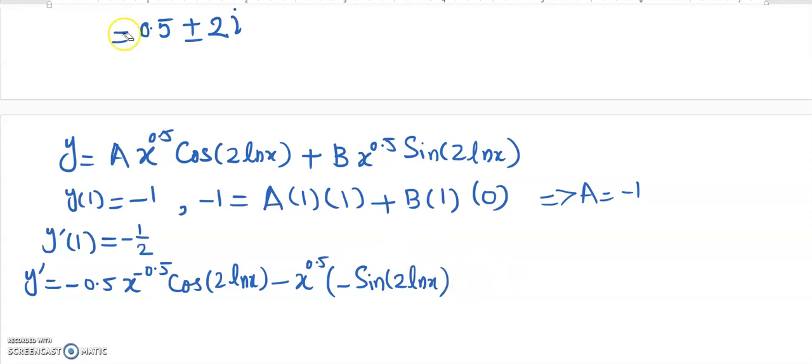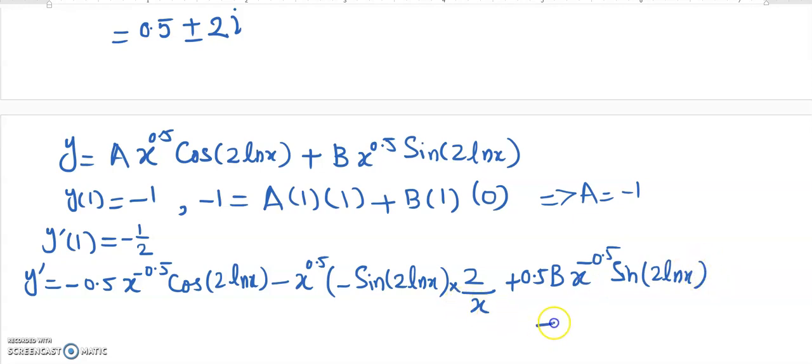And from the chain rule, the derivative of 2 log of x will also be added, which is 2 over x. And then plus 0.5 b x power minus 0.5 sine of 2 log of x, and then the last term will be b x power 0.5 cosine of 2 log of x into 2 over x.